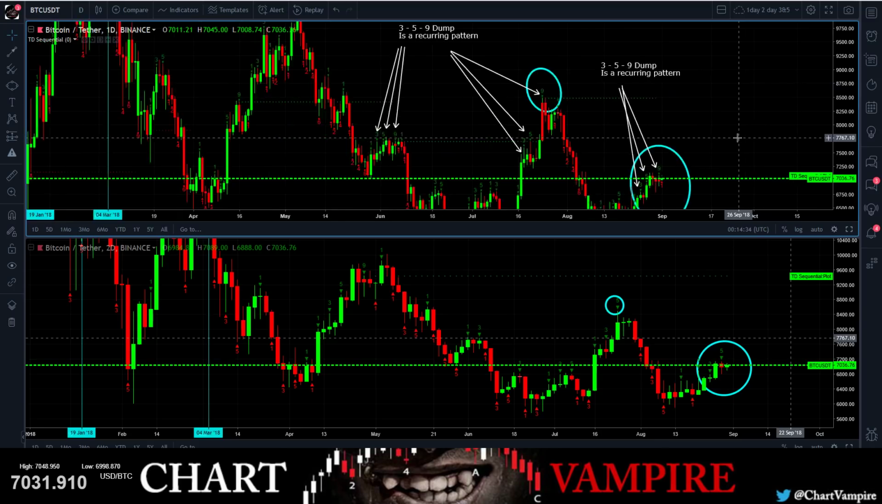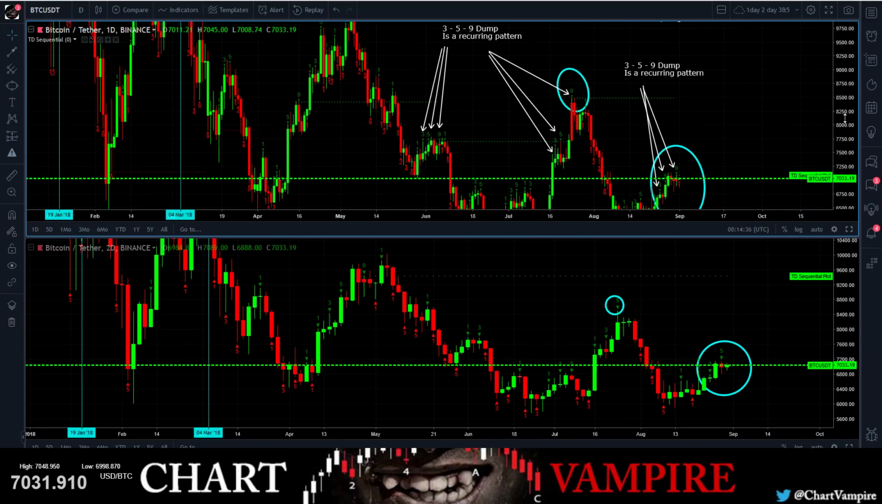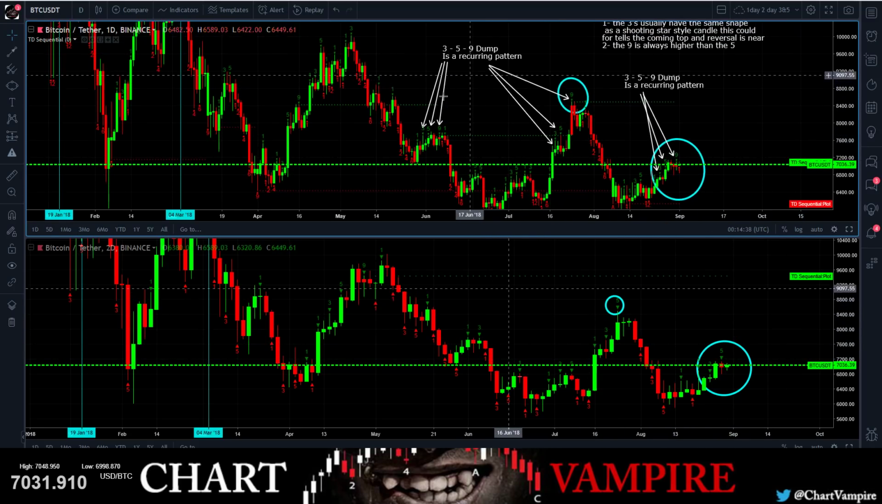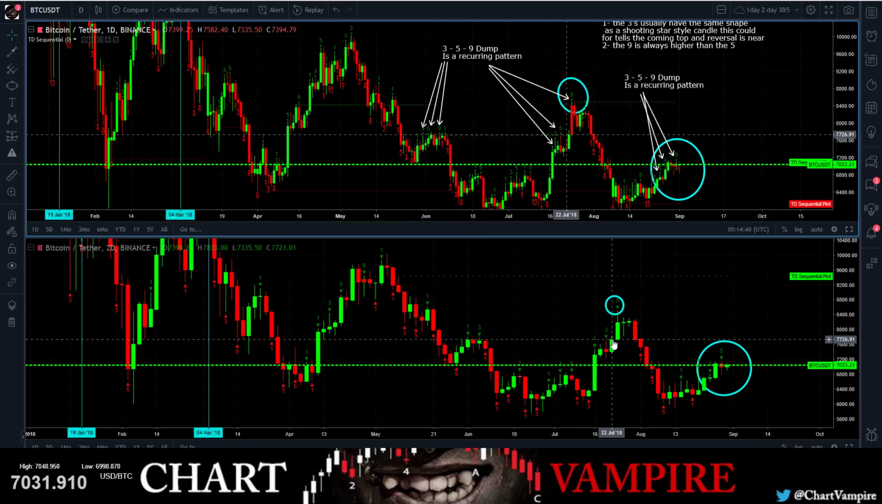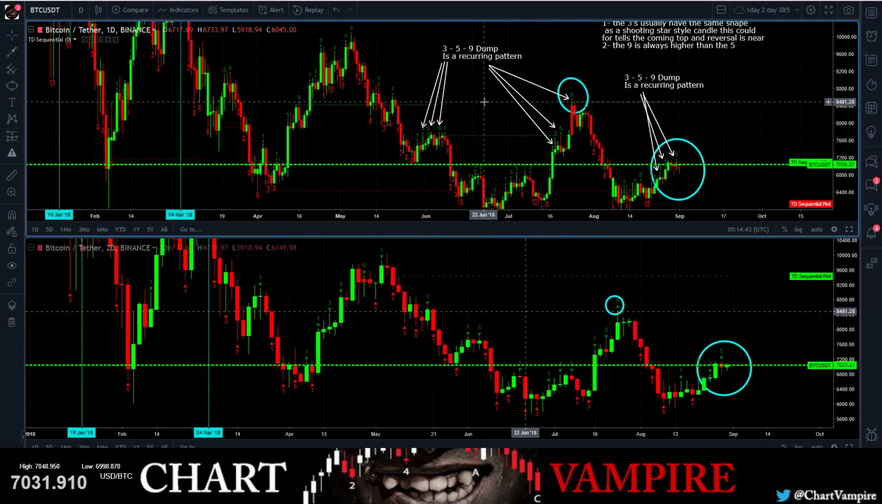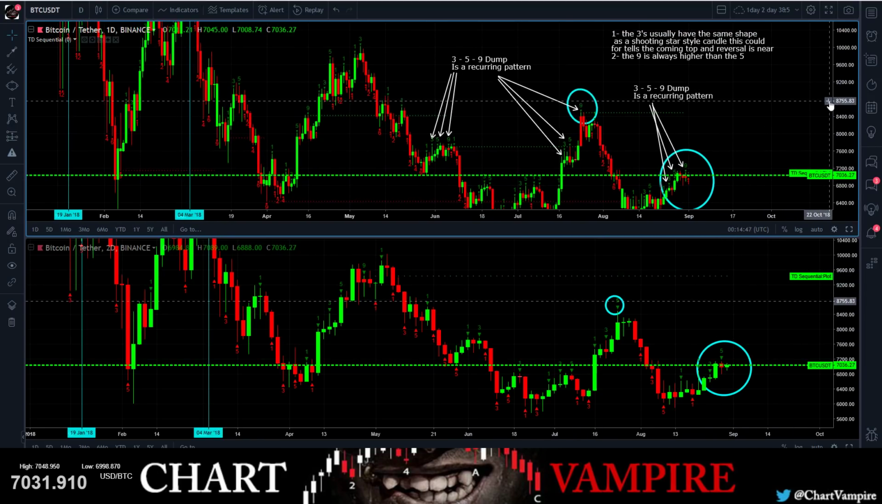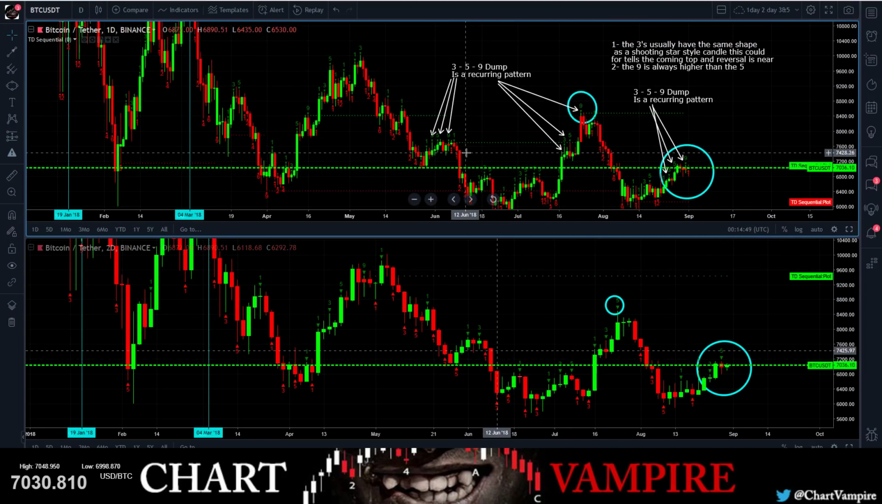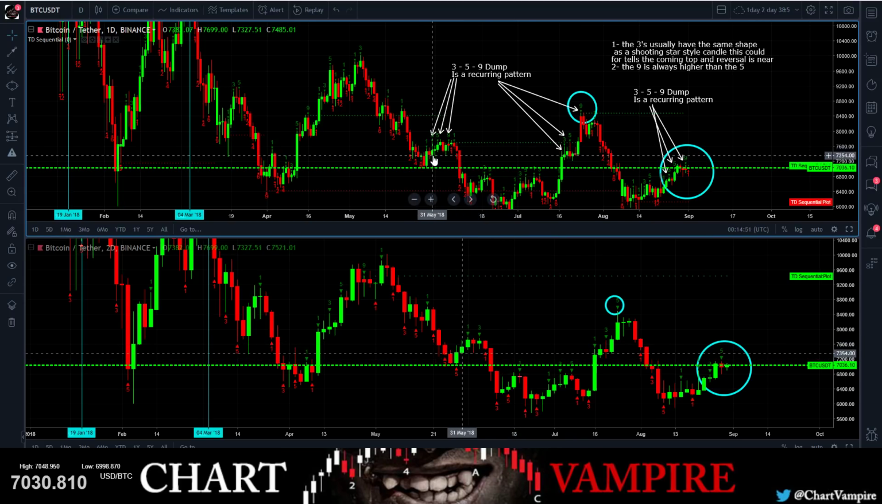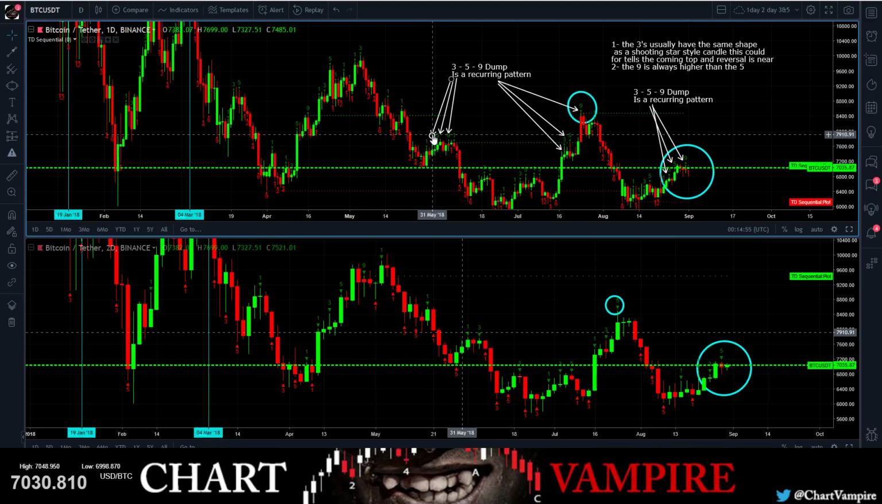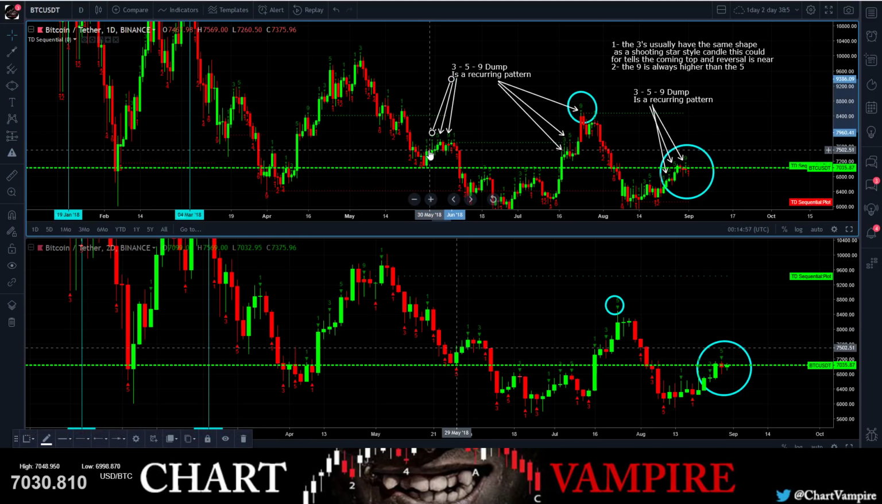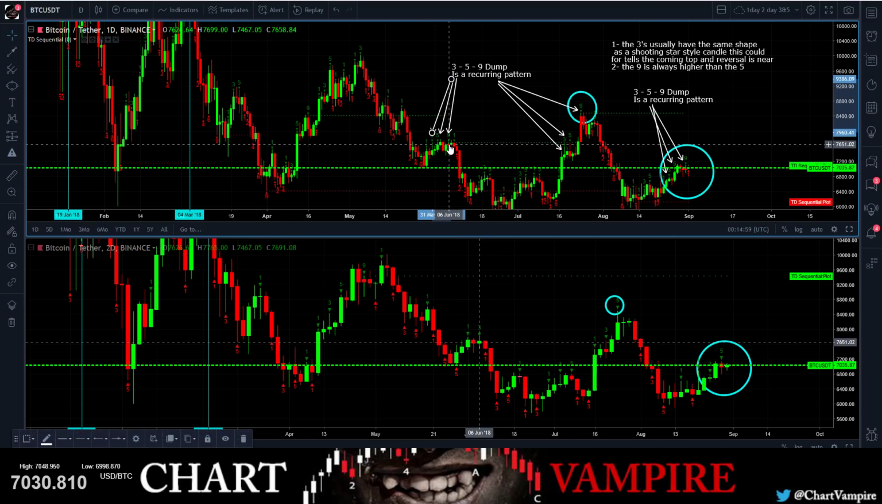So here we go. You can see that there's a pattern that occurs with the 3s and the 5s and the 9s here. So here's our daily chart. Look, we had the 3. Most of the 3s like to play themselves out as a doji candle of some sort or a shooting star style candle. So here you have a 3. Look, you got 3, 5, and then you have the 9.